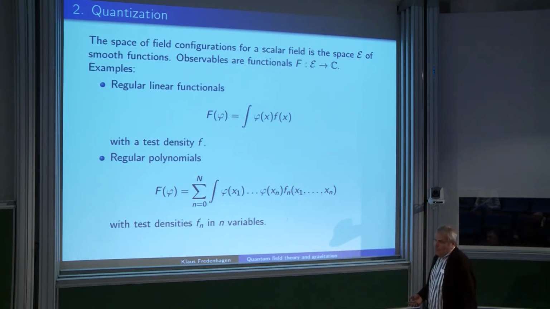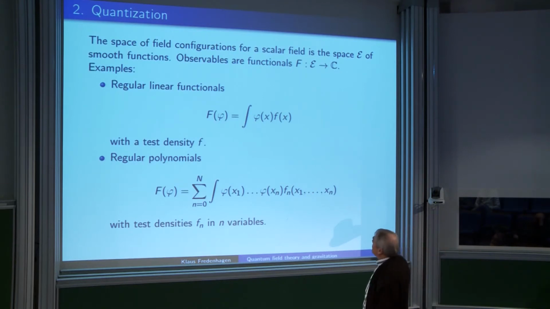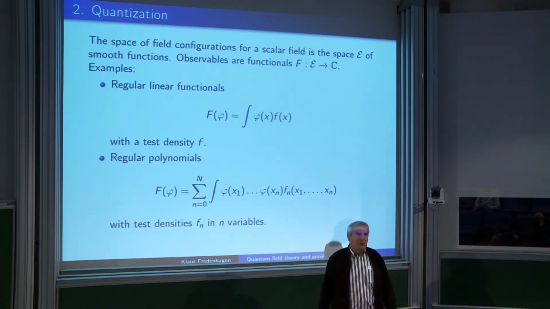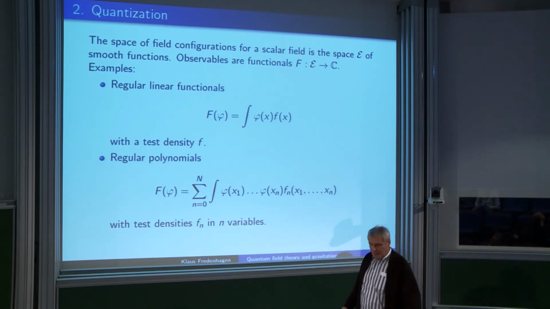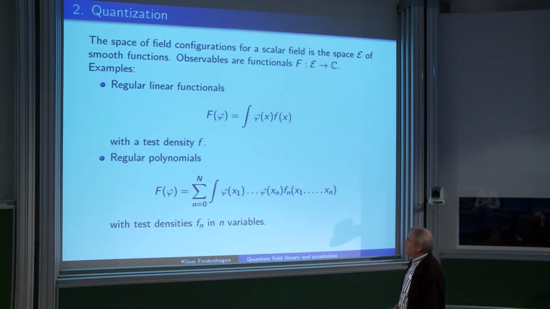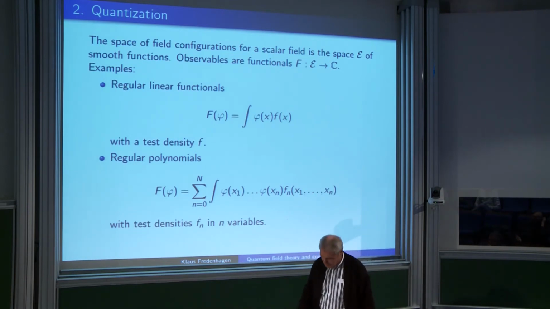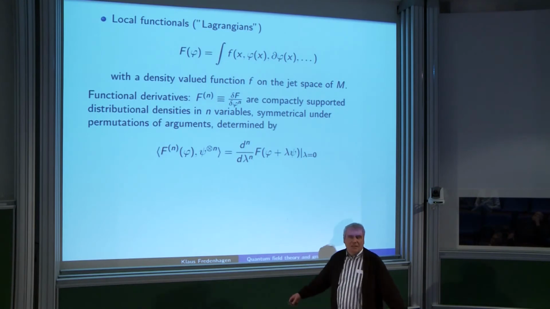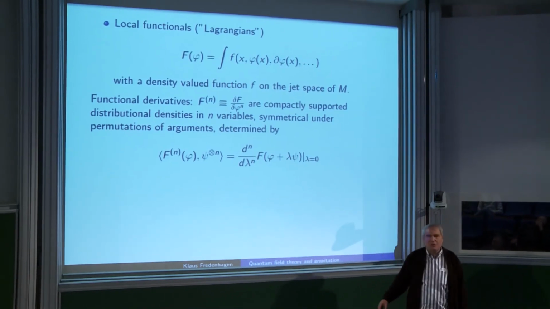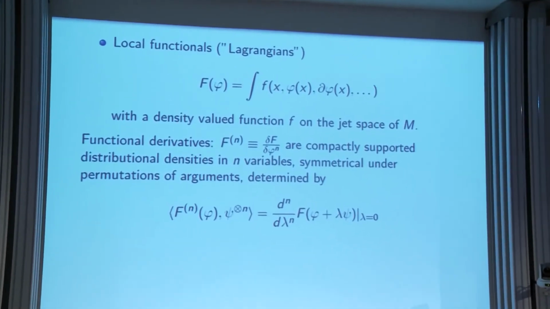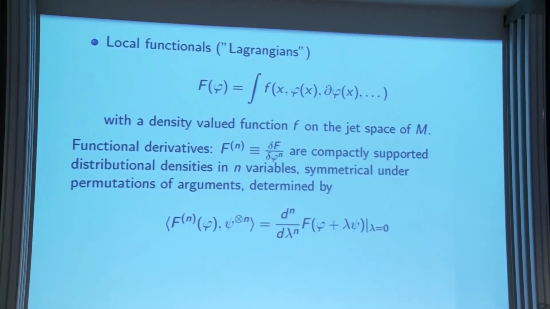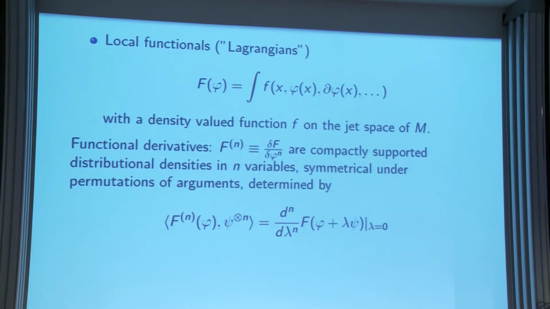So, for instance, in Wightman field theory, you are used to using linear functionals, so you just integrate the field phi with some test density f, and you can then of course multiply these functionals in the sense of pointwise multiplication, so you get polynomials. A slight generalization is to look at polynomials of the field in this way, that you have the field at different points and you integrate it with a test density in n variables. And another class of functions, which is very important because the interactions are formulated in terms of these functionals, are the local functionals. These are just defined in terms of a function on the jet space of M.